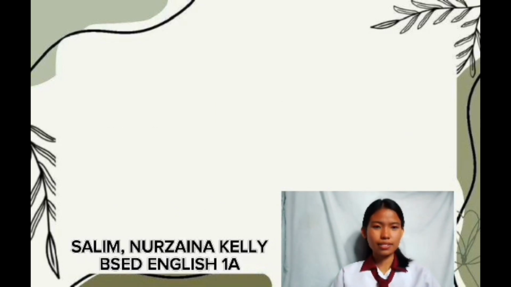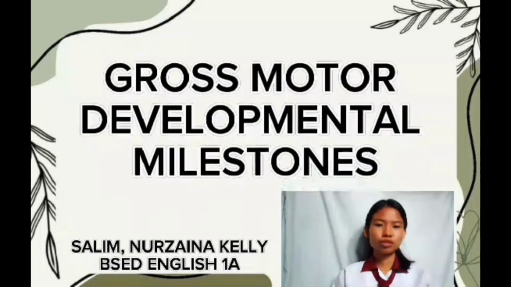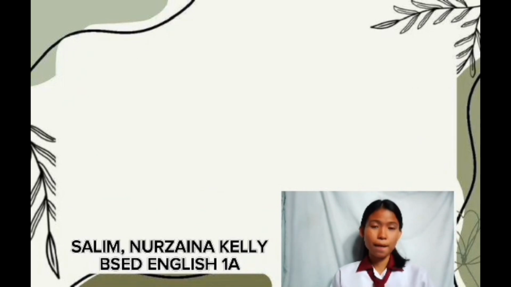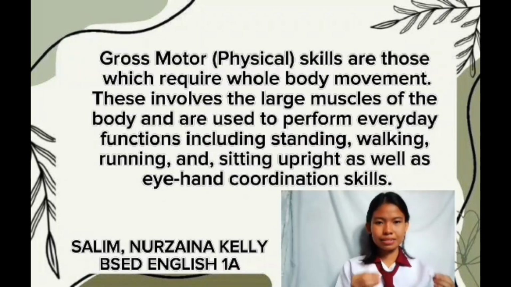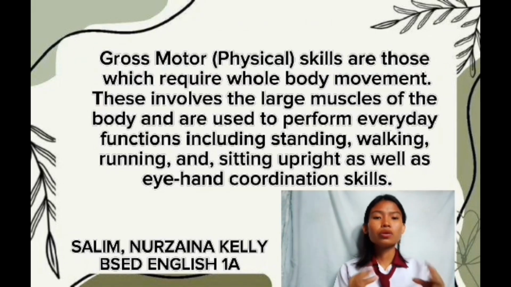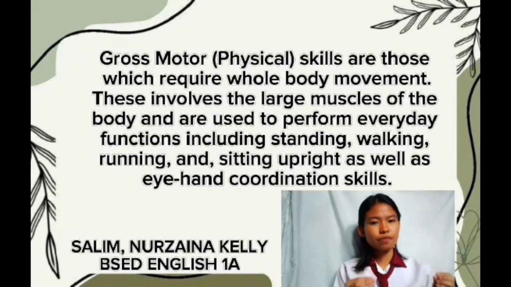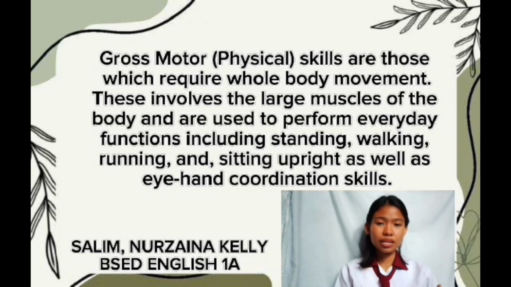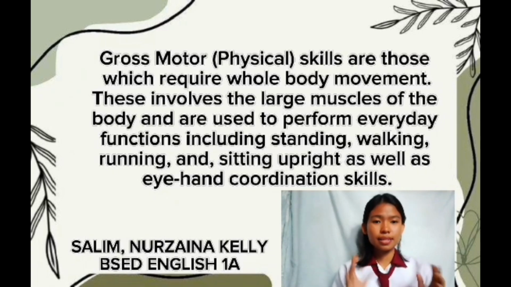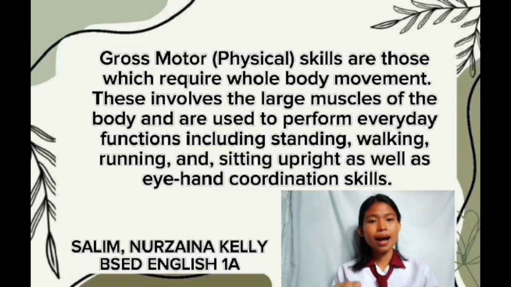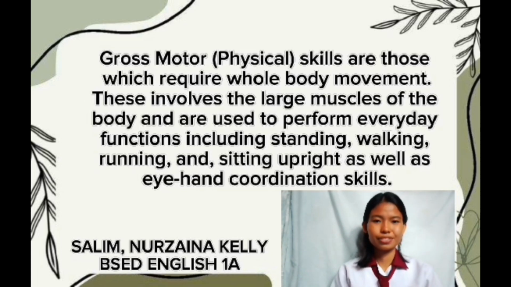Today, I will discuss and explain the gross motor developmental milestones. But before that, let us first define what gross motor is. We all know that gross motor or physical skills are those which require whole body movement. This involves the large muscles of the body and is used to perform everyday functions including standing, walking, running, and sitting upright, as well as eye-hand coordination skills.